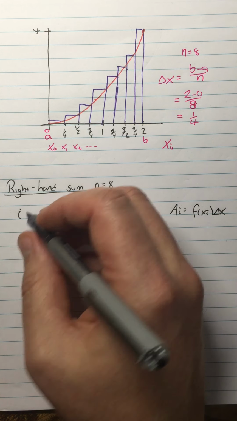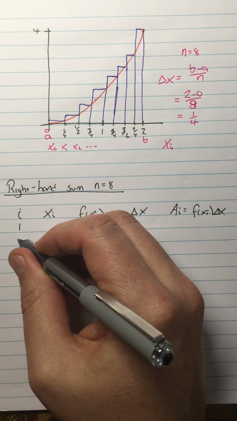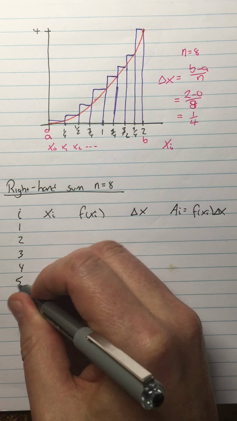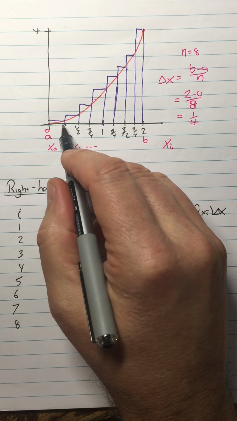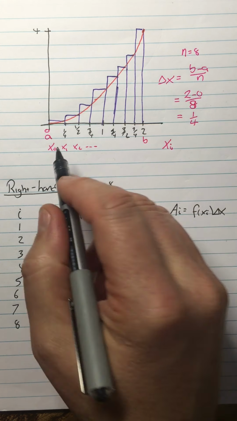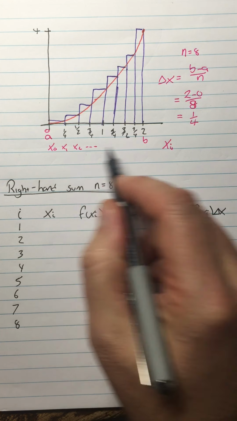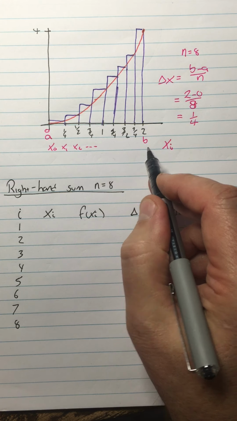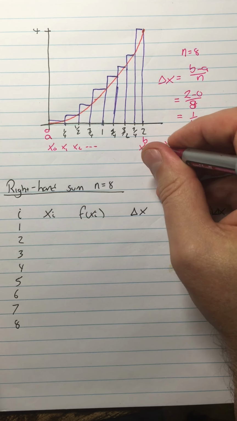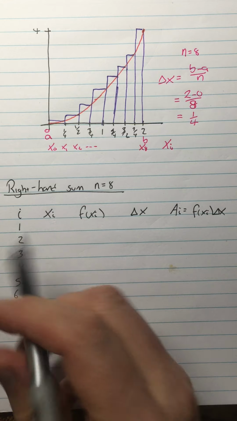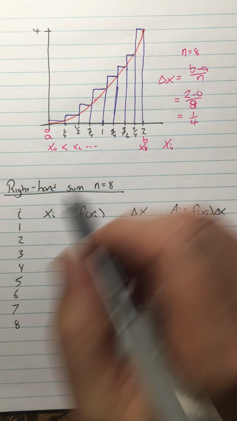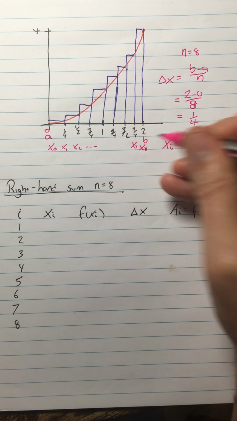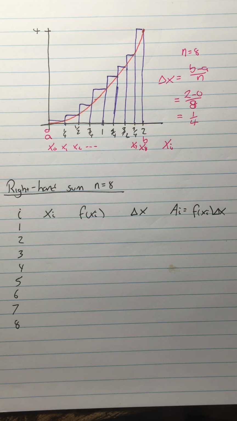All right, so the i's are going to go with just 1, 2, 3, 4, 5, 6, 7, 8. They start at 1 and end at 8 because I'm looking at the right-hand rectangle. So I'm going to start with x sub 1 and end with x sub 8. That's b, which is x sub 8. When I do the left-hand sum, I'm going to start with x sub 0 and end with x sub 7. So that's essentially the difference between the right-hand sum and the left-hand sum.